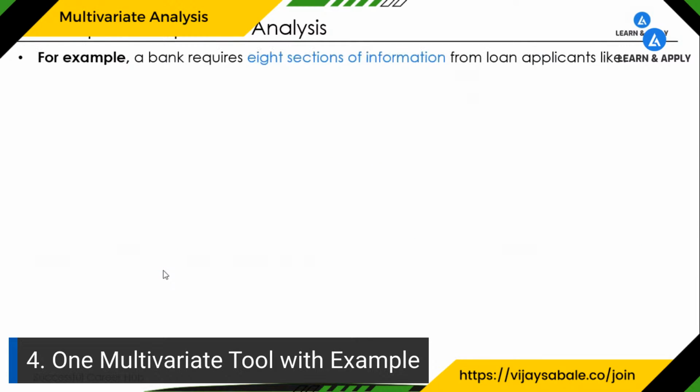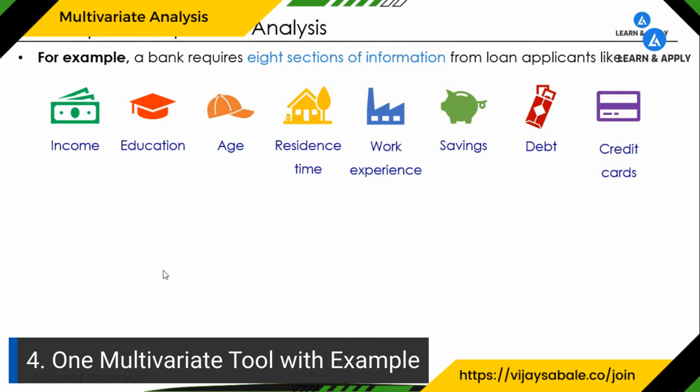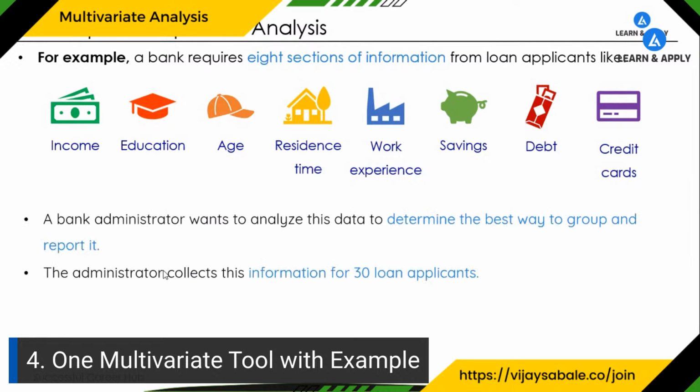Let's take an example so that we can have clarity about how powerful principal component analysis is. For example, a bank requires 8 sections of information from loan applicants, right? This information consists of the income of that person, education, age, residence time, work experience, savings, debt, and how many credit cards that person is using, right? Based on these 8 factors, the bank is going to decide whether to give the loan to that particular person or not, right? The bank administrator wants to analyze this data to determine the best way to group and report it, right?